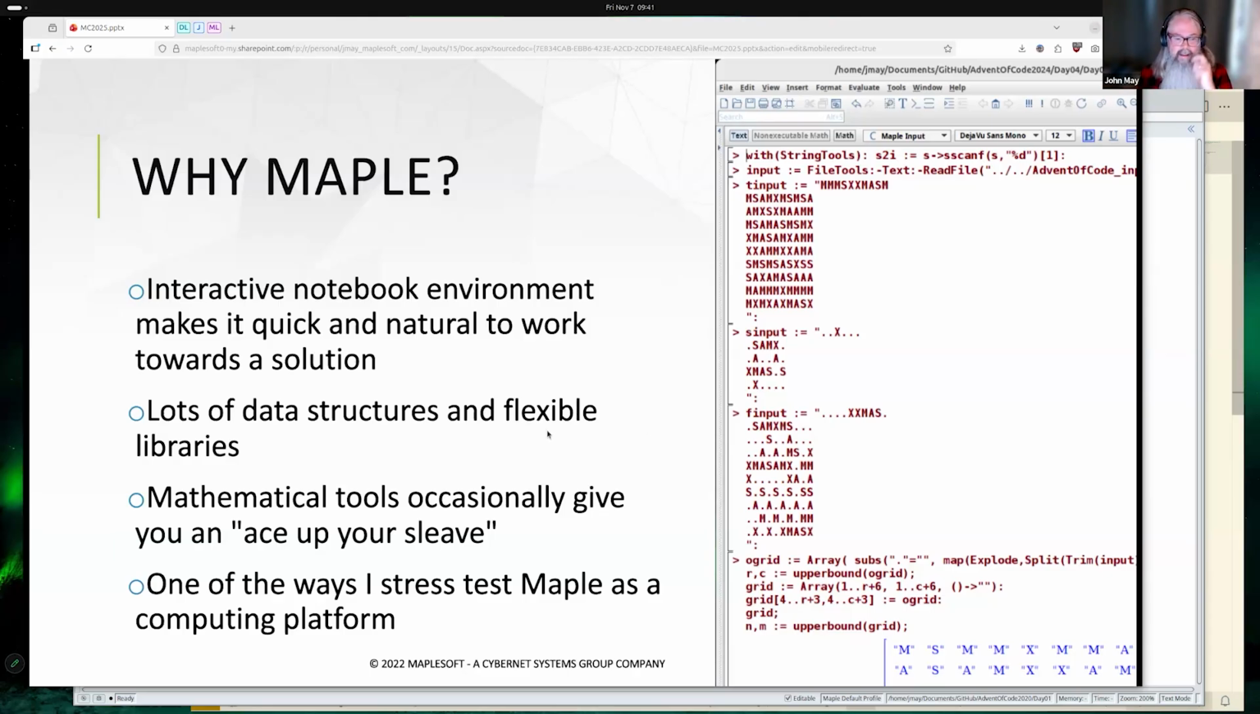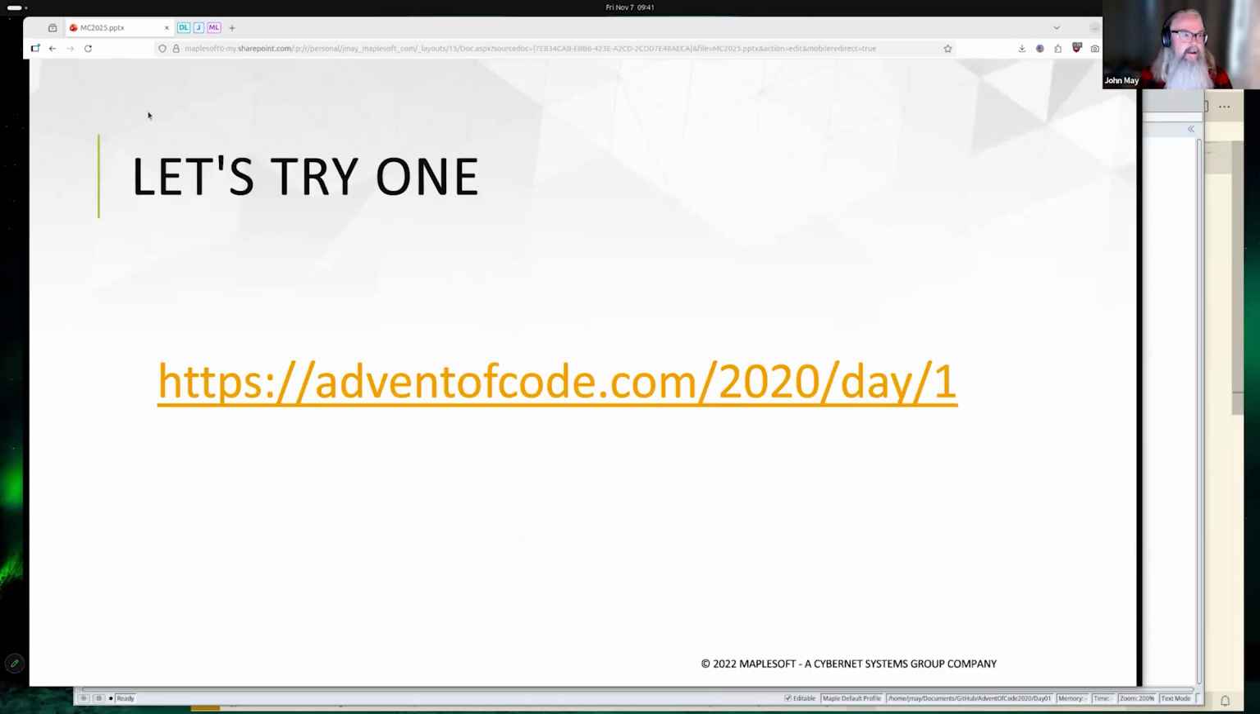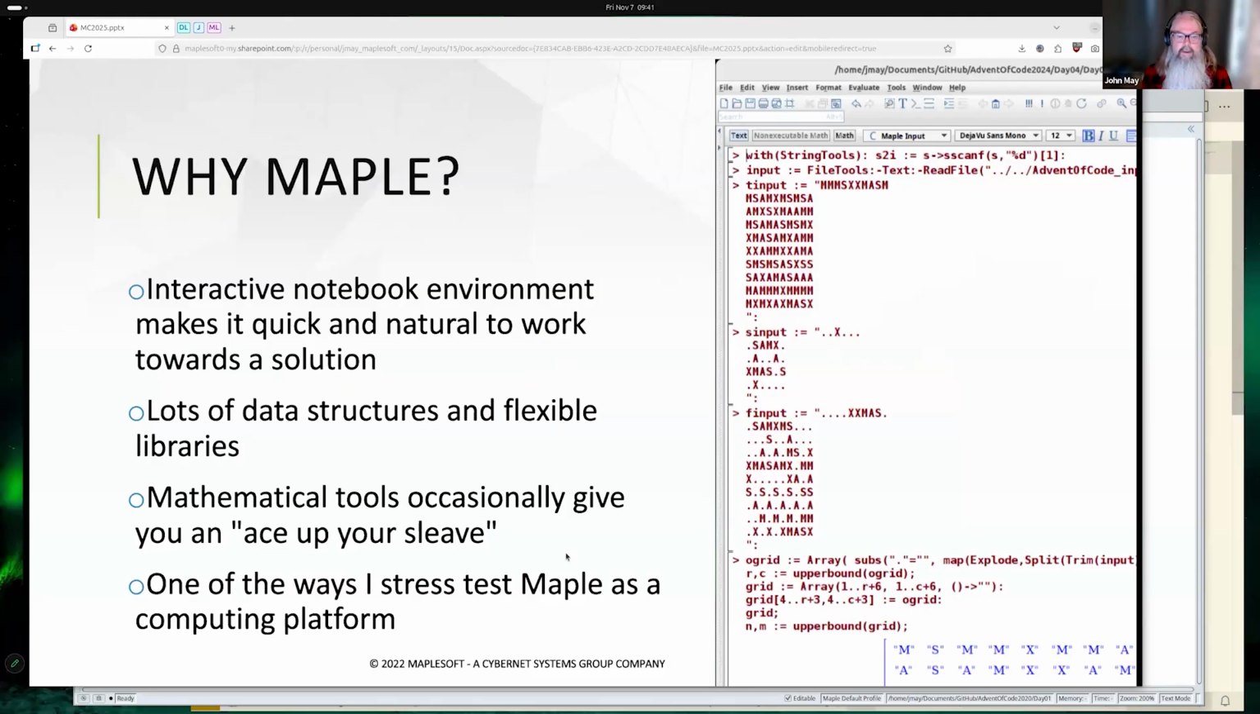And in fact, the fact that Maple, oops, I went back. How do I go back? There we go. Occasionally you get a problem where you instantly recognize it as a problem from number theory, and then you're like, ah, Maple has a command for that. And then you can solve a difficult part of a problem very easily.